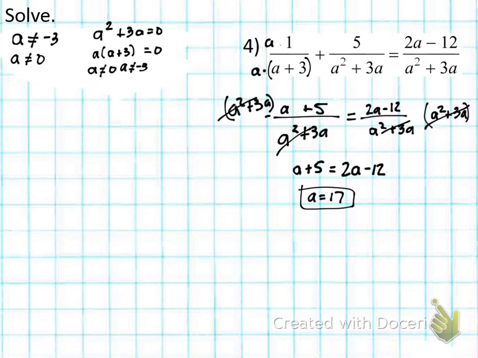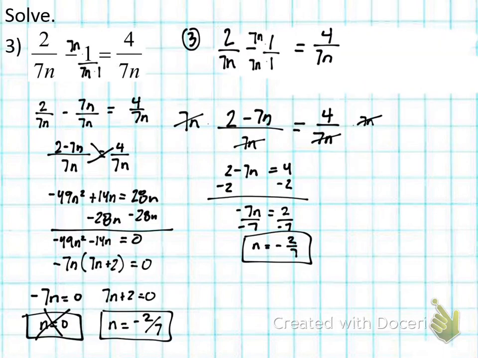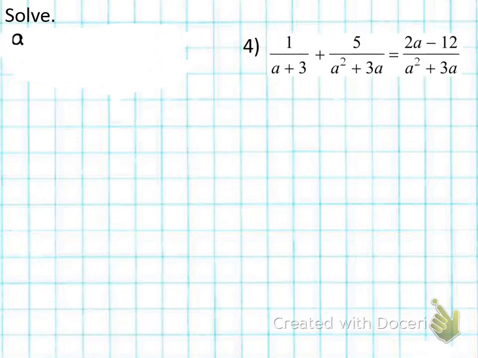Here we go. I want you to work on number 4 now, okay? Number 4. This one you're going to work on by yourself. I'm going to get you started though. Let's look at our excluded values. What are the excluded values here? What's one possible excluded value?